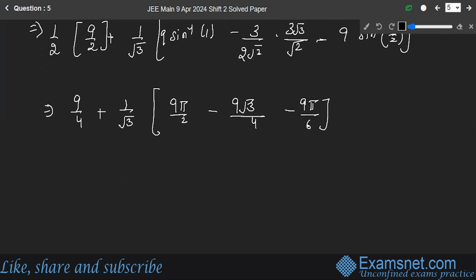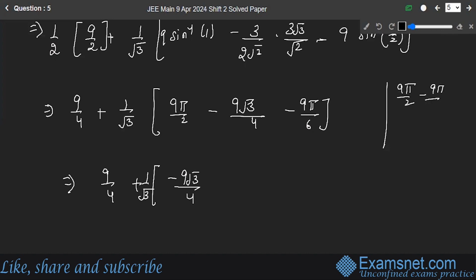Okay, so that's 9 by 4 plus this will be 9 pi by 6. Let's rewrite it, 1 by root 3 outside minus this, and let's solve it here: 9 pi by 12 minus 9 pi by 6. This will be 9 pi by 2 outside, 1 minus 1 by 3. This is 9 pi by 2 into this, which is equal to 3 pi. So that gives you plus 3 pi.